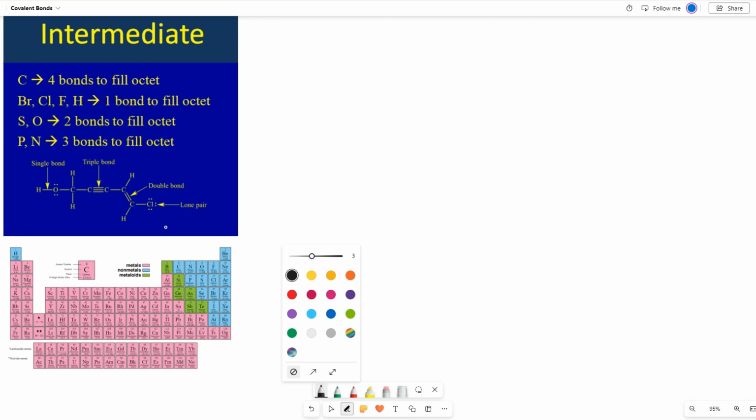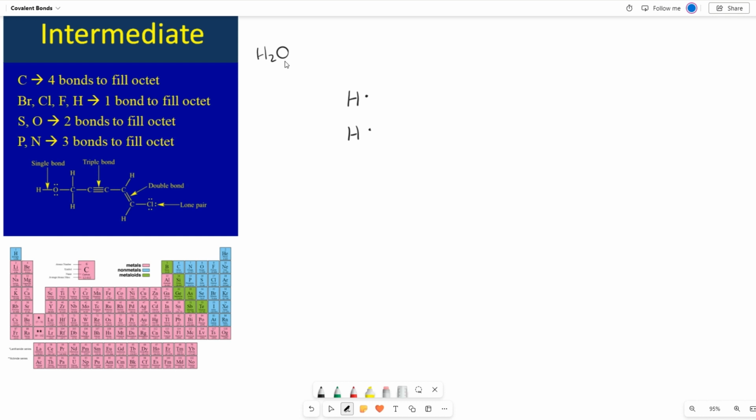So if we take a look at the molecule H2O, water. That means you have 2 hydrogens and 1 oxygen. If you're asked to convert that into a Lewis structure, the first thing that you want to do is draw out the dot structures for the elements involved. Remember, the dot structures are just showing you the valence electrons only. So hydrogens each have 1 valence electron, so their dot structures would look like this. And then oxygen has 6 valence electrons.